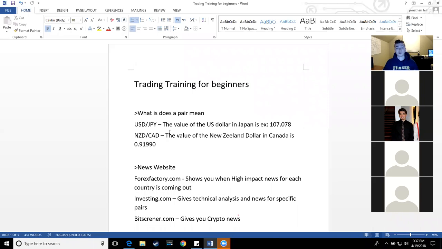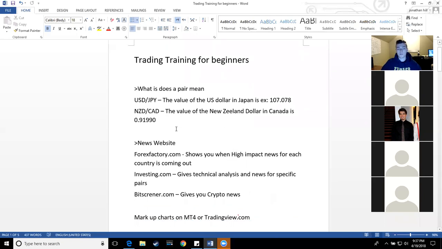It's the same thing with NZD CAD. If you were to exchange 1 New Zealand dollar for Canadian dollars, you would end up getting 91 cents. So that's what a pair means, and that's what you're looking at when you're looking at it.